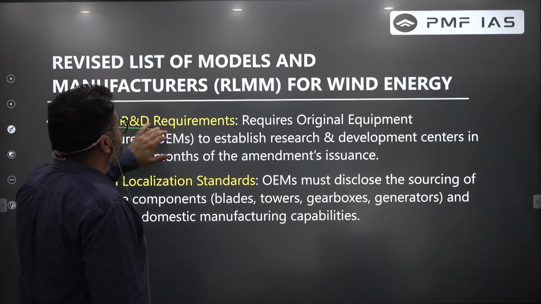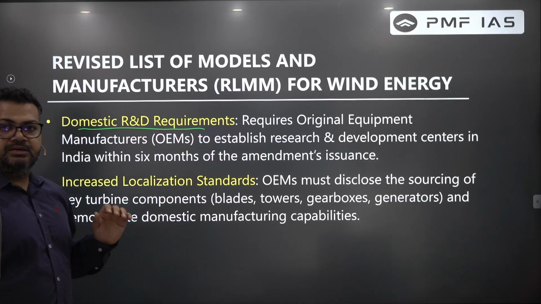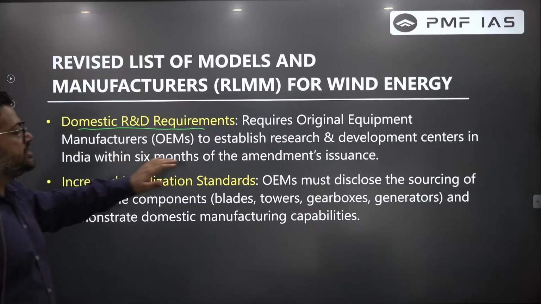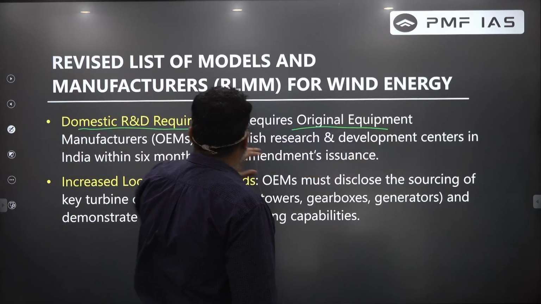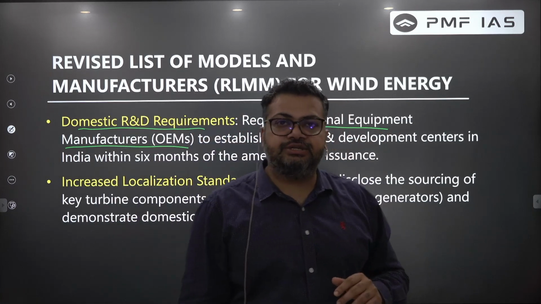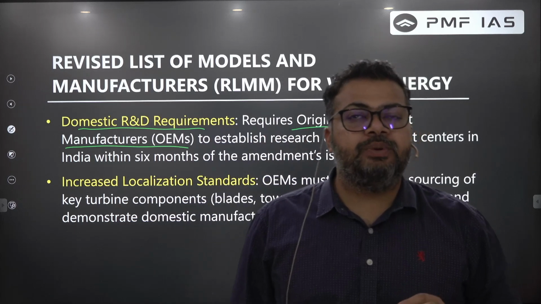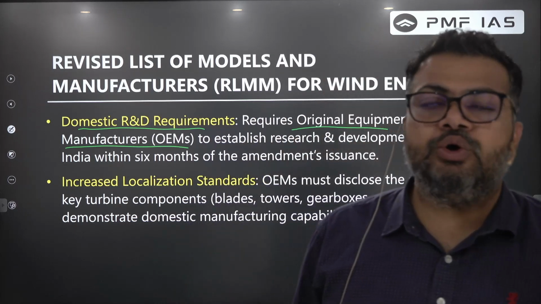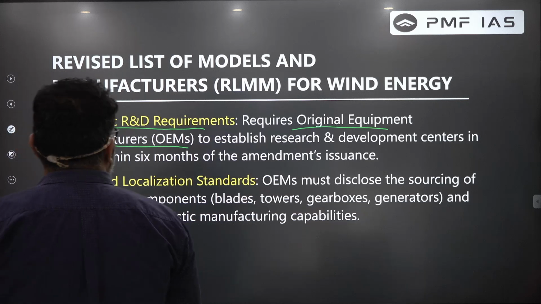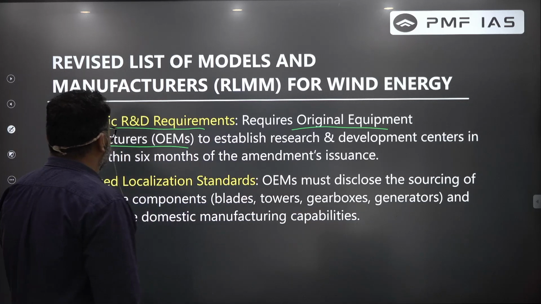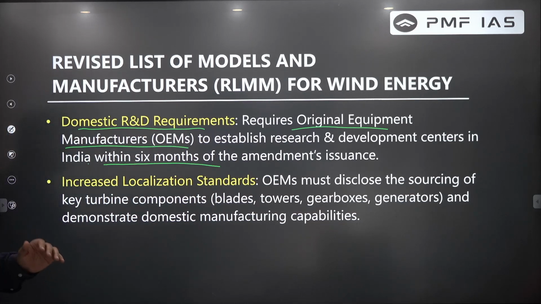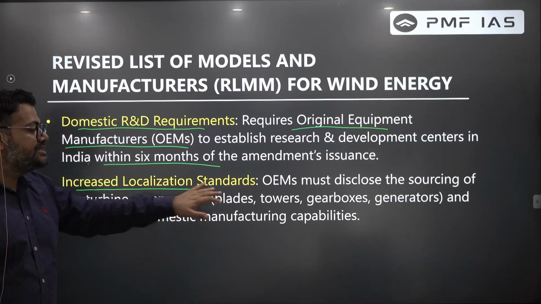Next is domestic R&D requirements. The revised list also talks about that we want more and more original equipment manufacturers set up. Original equipment manufacturers are those organizations which are making the original spare parts of a product or original assembly units of the products. And here, it is also to establish research and development centers in India within 6 months of the amendments' issuance. And then we have increased localization standards.